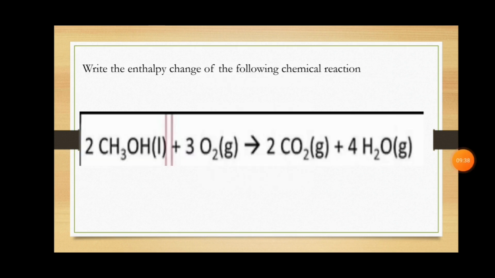So I have given a question here. Write the enthalpy change of the following chemical reaction. For this chemical reaction, you have to write the enthalpy change. Just now we have seen one example, that of methane. Similarly, you have to write this chemical reaction in the form of enthalpy change. That is, write the formula for how to find the enthalpy change of the reaction and send it to me.